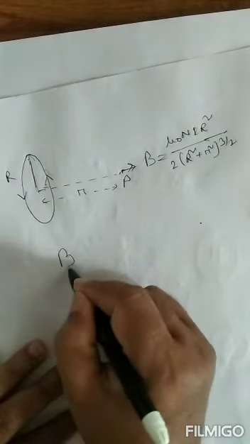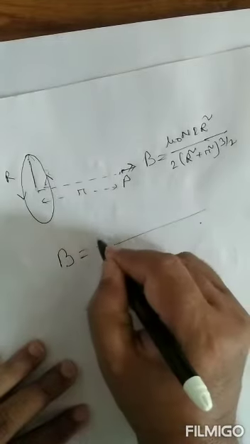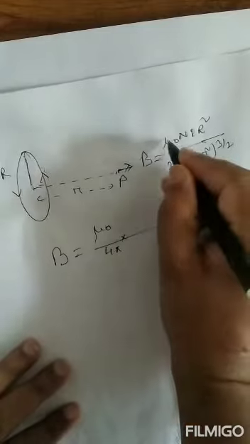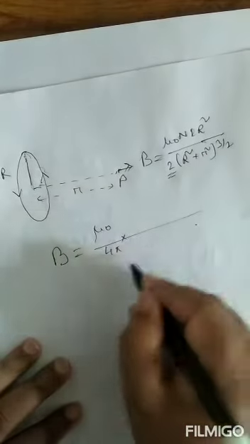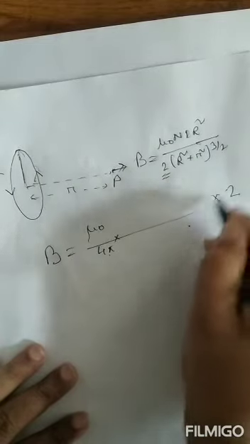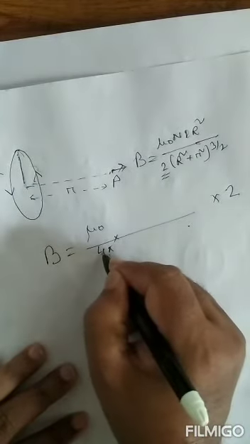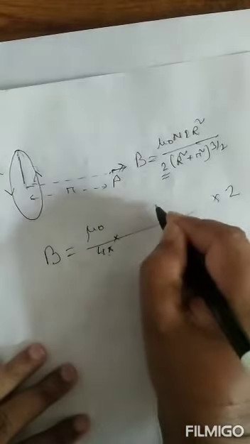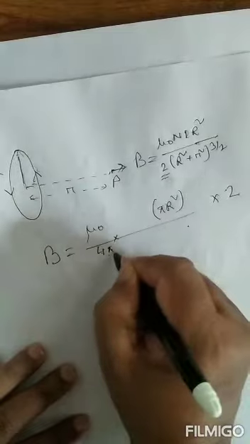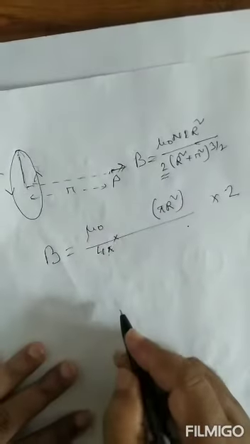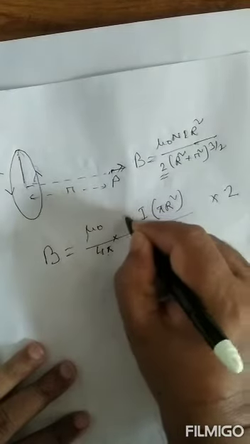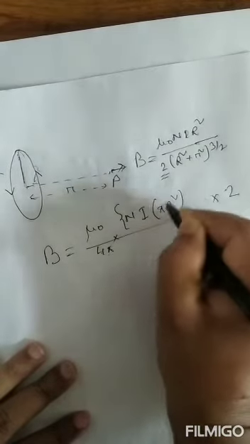Okay, so what is B? B can be expressed like this: mu 0 by 4 pi. Only 2 is there, I have written 4 pi, so I have to multiply it by 2. The 2 gets cancelled, leaving mu 0 by 2. I have written pi here, so I have to write pi r square. This pi gets cancelled. So pi r square into current into number of turns.